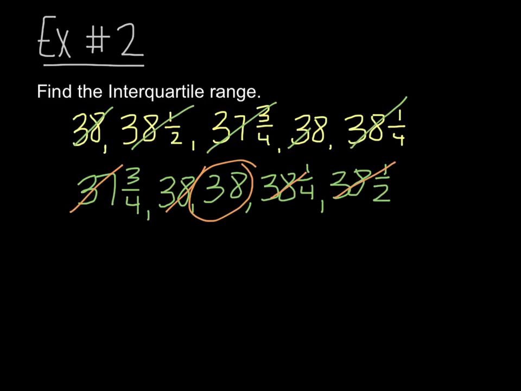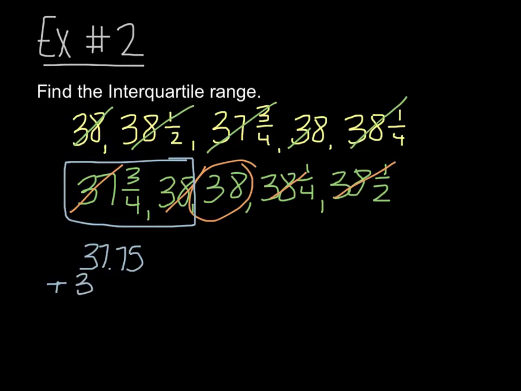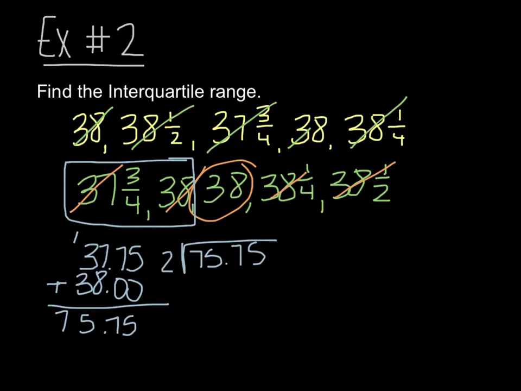Now to find the first quartile, you look at the numbers before the median and you find the one in the middle. We have 37 3/4 and 38. 3/4 is the same as 75/100. We've learned that. Plus 38. We only have two numbers, so we're going to add them up and divide by 2. And we get 75/100. We're going to divide by 2, bring the decimal straight up.